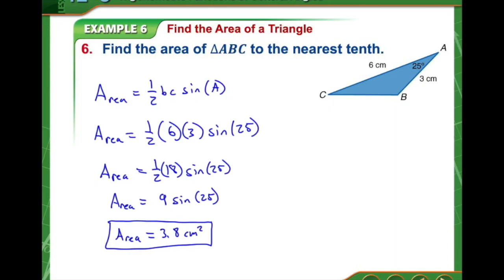So up next, we're going to take a look at some special laws of trigonometry that help us to be able to solve triangles that are not right triangles. So let's take a look.